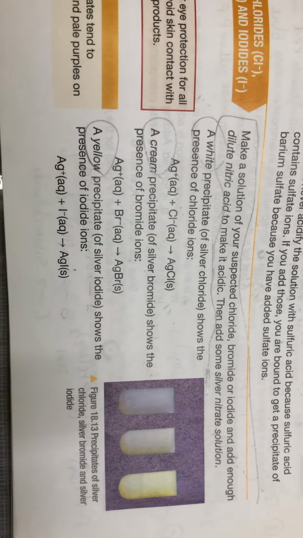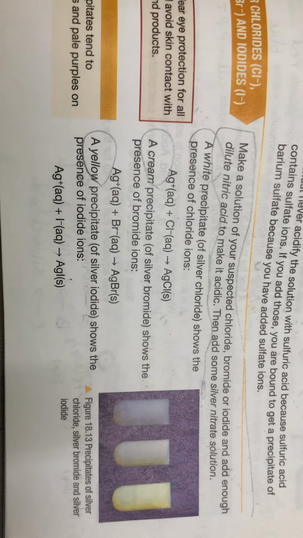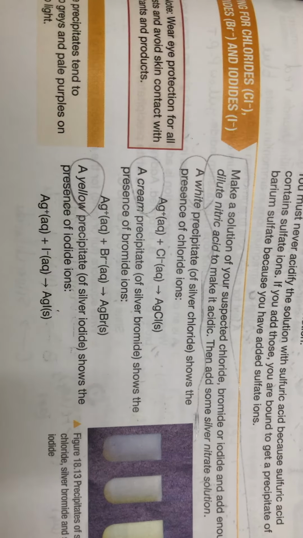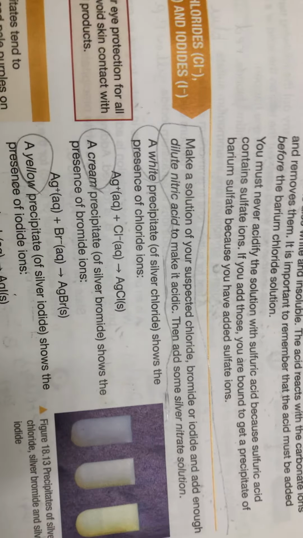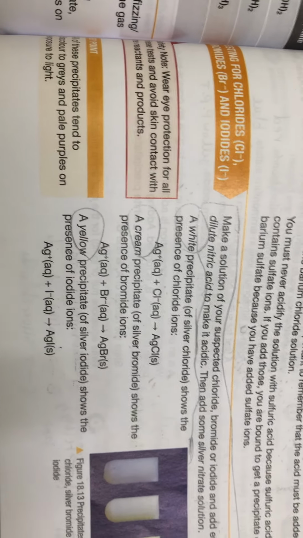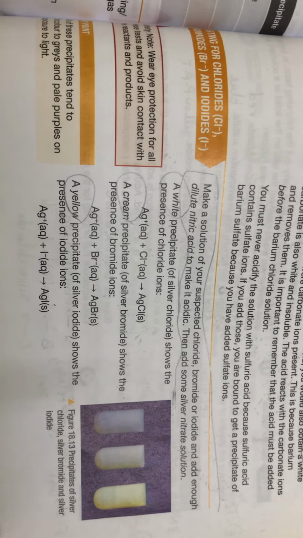And then we tested the presence of carbonate, we tested the presence of sulfate, and then I want to test the presence of halide. What does it mean by halide? Negative ions like chlorine, bromine, iodine, group 7, okay? I'll test the presence of chlorine, bromine, iodine. How can I test these halides? By precipitation.